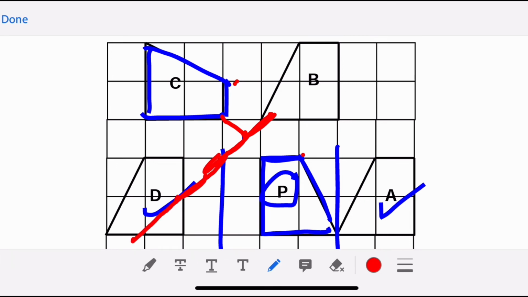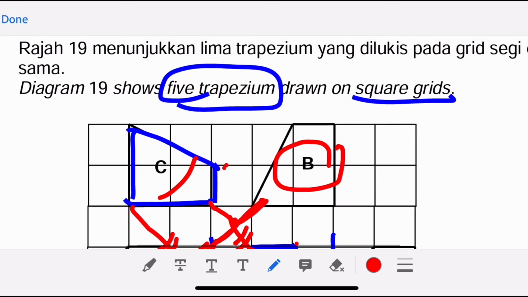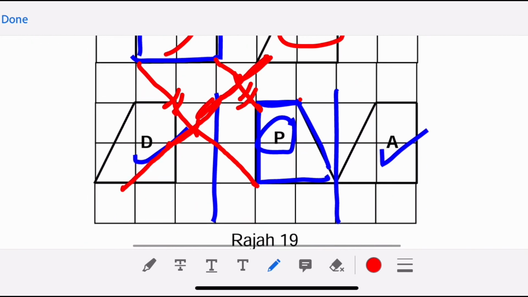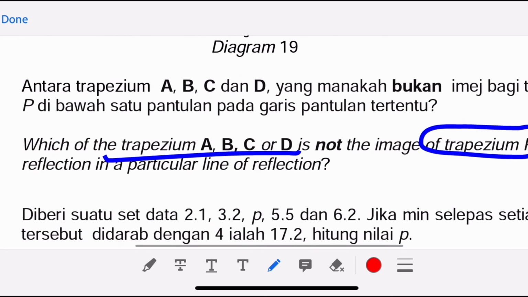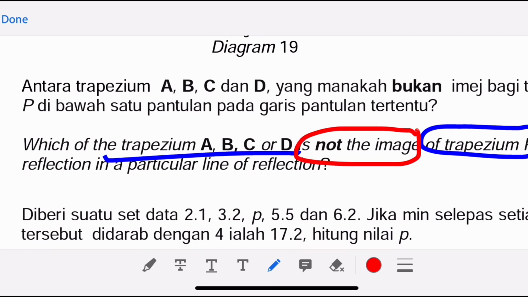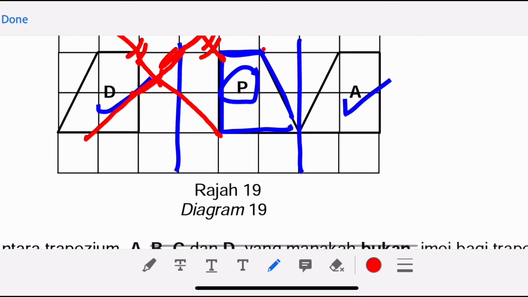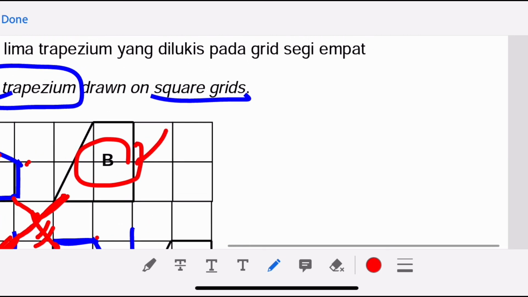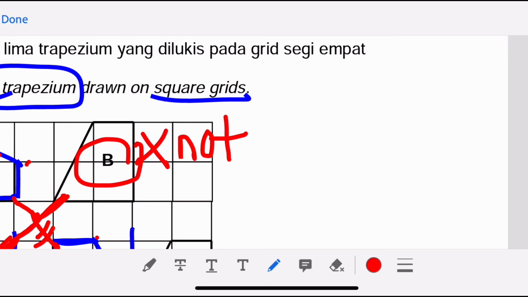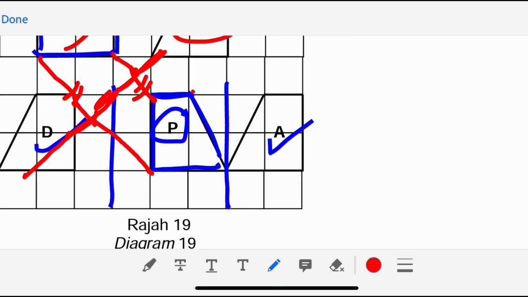Alright. Okay, so we can see the distance here, and this one is equal. This one is equal. This one also. So this is not the right answer. Alright, so the question is asking which one of the trapeziums is not the image of trapezium P under a reflection. So this should be the answer. This is not an image under reflection for object P.